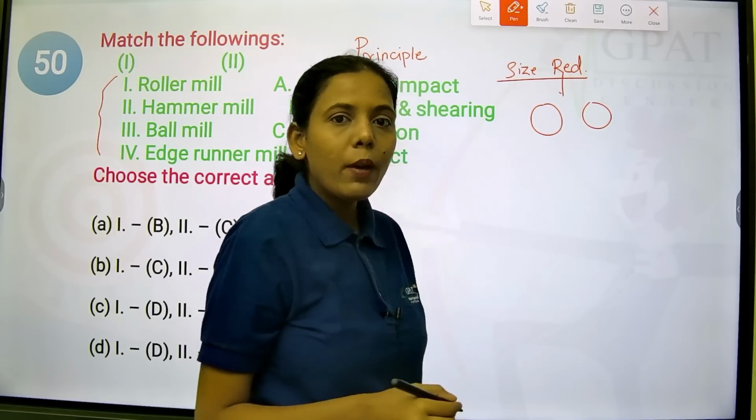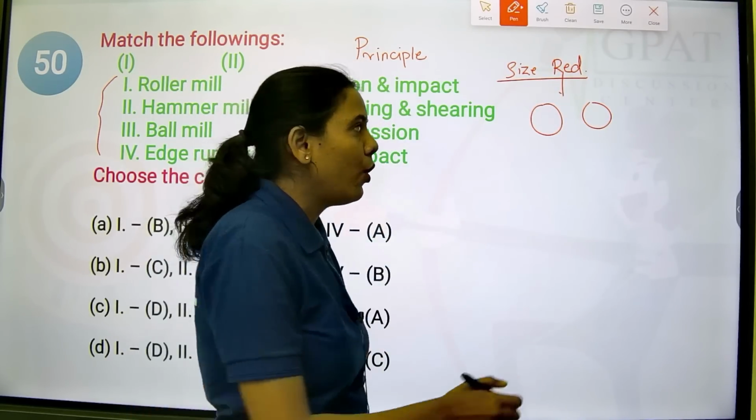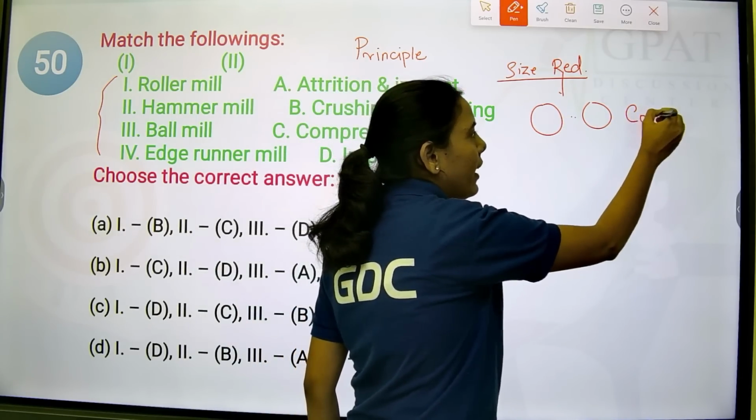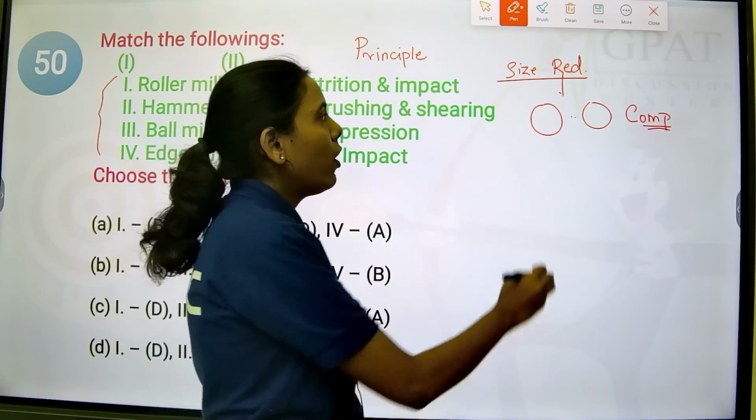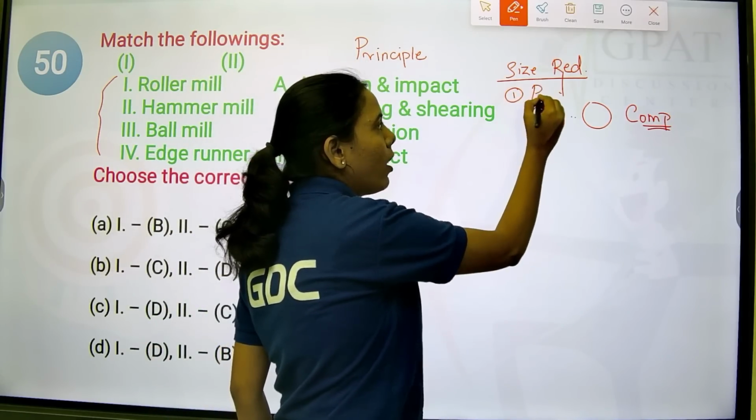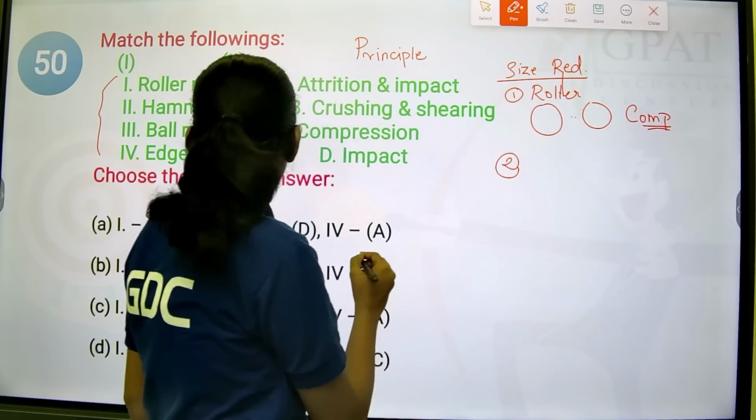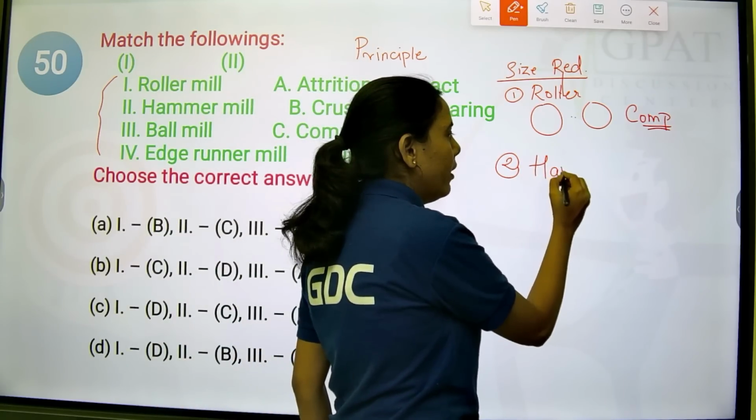So whatever powder material is there will come in between these rollers, and it will get compressed. Between the rollers it will get compressed and size reduction will happen. So this is the first one, the roller mill. The second mill that is given is the hammer mill.